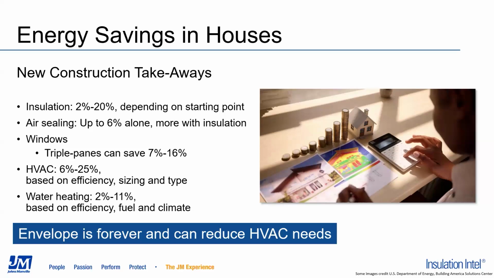Similarly, with water heating, we can get savings anywhere from 2 to 11% overall just from changing our water heating. That can be either improving the efficiency of the water heater, like going to a tankless or a higher efficiency tank water heater, or at the extreme end, going to something like a heat pump water heater, which can be extremely efficient.